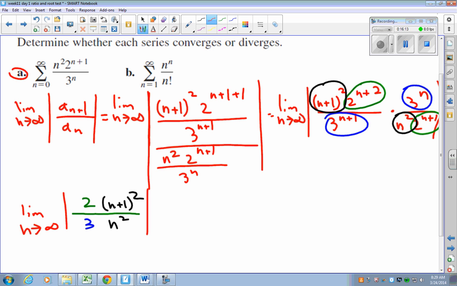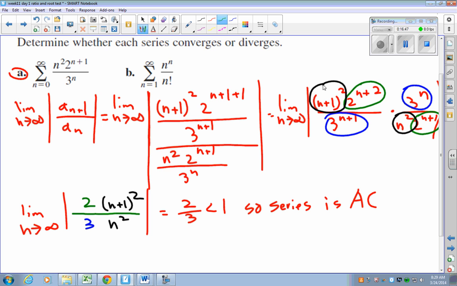But from here, you should be able to say, the degree on top is 2, because it's n squared, and the degree on bottom is also n squared, so they are the same. And since I'm going to infinity, you just look at the numbers in front. So that goes to 2/3, which is less than 1. So the series is absolutely convergent. So it converges, and the absolute part of it converges. Okay, so that was A.